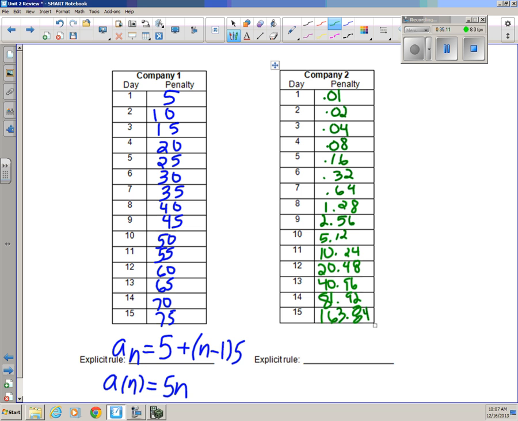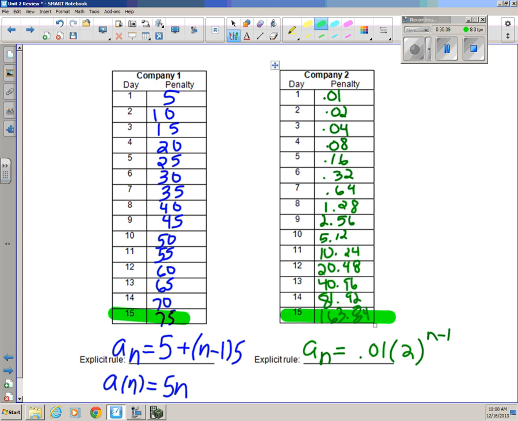And doubling, we know, is going to be geometric, where to get the value, it's going to be 1 penny. We're going to double it, multiply it by 2 for each additional day that it's late. Well, take a look at what's happening here. When you compare the 15-day late charge, $75 for Company 1, $163.84 for Company 2. That's pretty crazy.